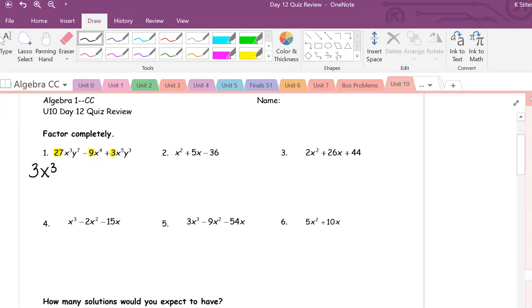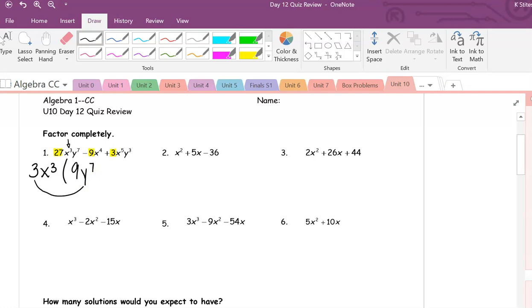And then I check my y's. Does everybody have a y? No, they do not. So that means y is not a part of my GCF, and I can open up my parentheses and keep going. Now I treat this like distributive property. 3 times something is 27. That's 9. I'm starting with an x cubed, and that's what I need to have, so I'm all set there, but I do need my y to the 7th.